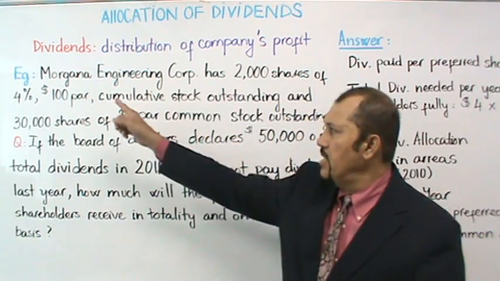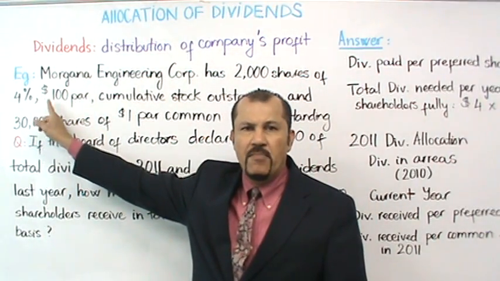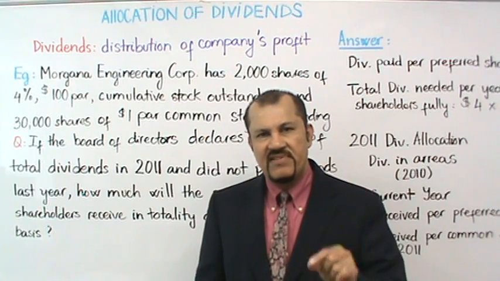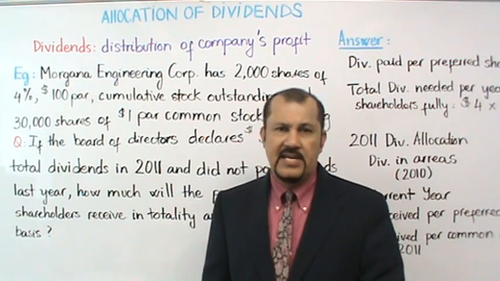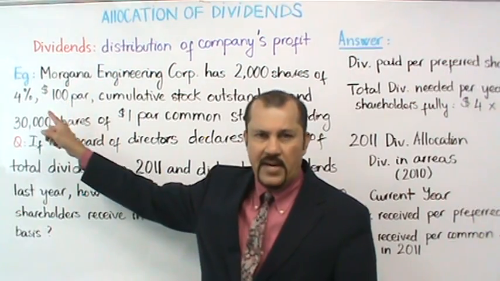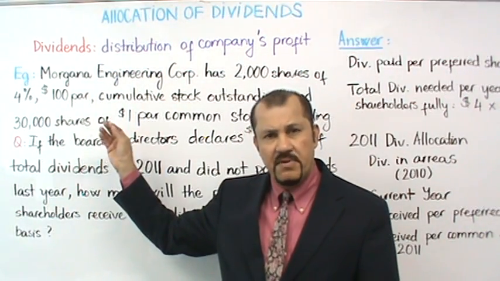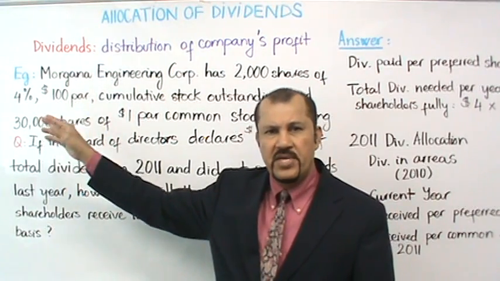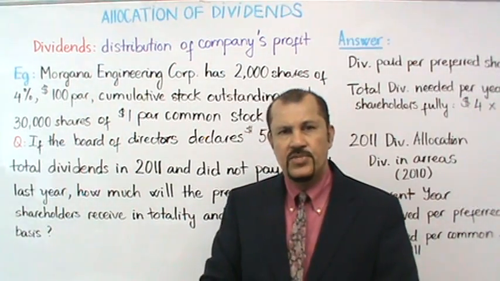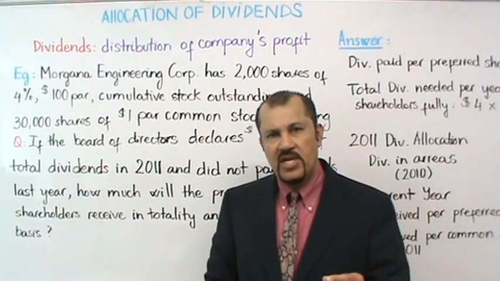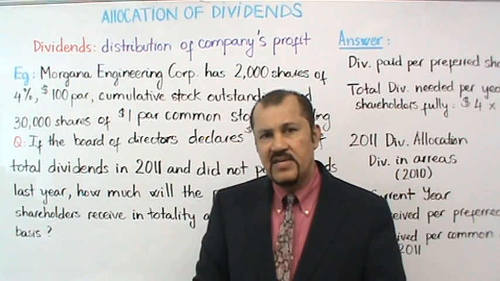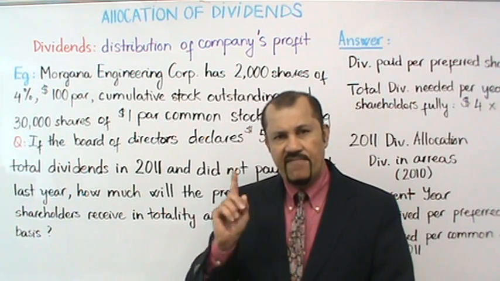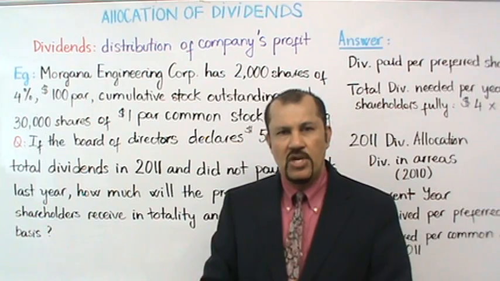In this case, this 4% tells us how much in dividends it takes to satisfy each preferred share fully in a given year. 4% of what? 4% of the par value of the preferred share. The preferred share par value is $100. So 4% of $100 is $4. That means each preferred share, to be satisfied fully in a given year, would require $4 to be received by the preferred shareholder for each share that he or she holds.